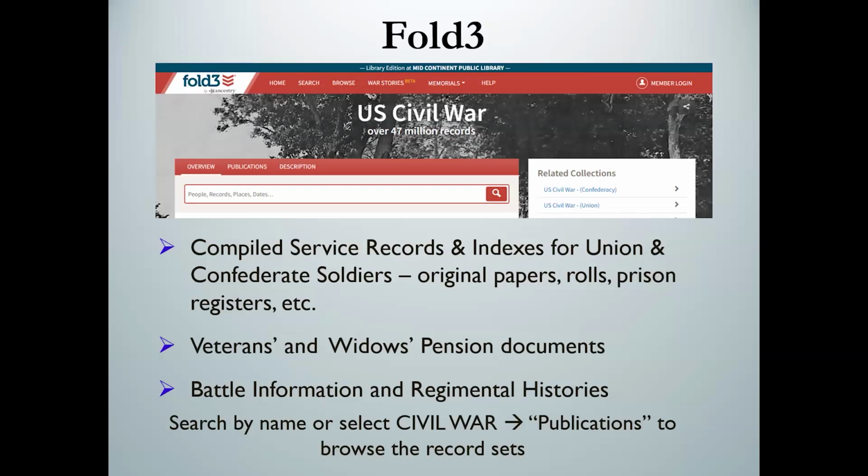So what you can do is at the top, if you notice, it says overview, publications, and description. At the top where it says overview, you can just type your soldier's name in the top bar and it will give you results in every publication. If you go under publication and you're looking specifically for like Missouri service records, you can just start typing in Missouri, and you can see what publications are there. And then you click on that publication, you're just filtering results up front. So you don't have to go through all the screens of Robert Smiths that exist.